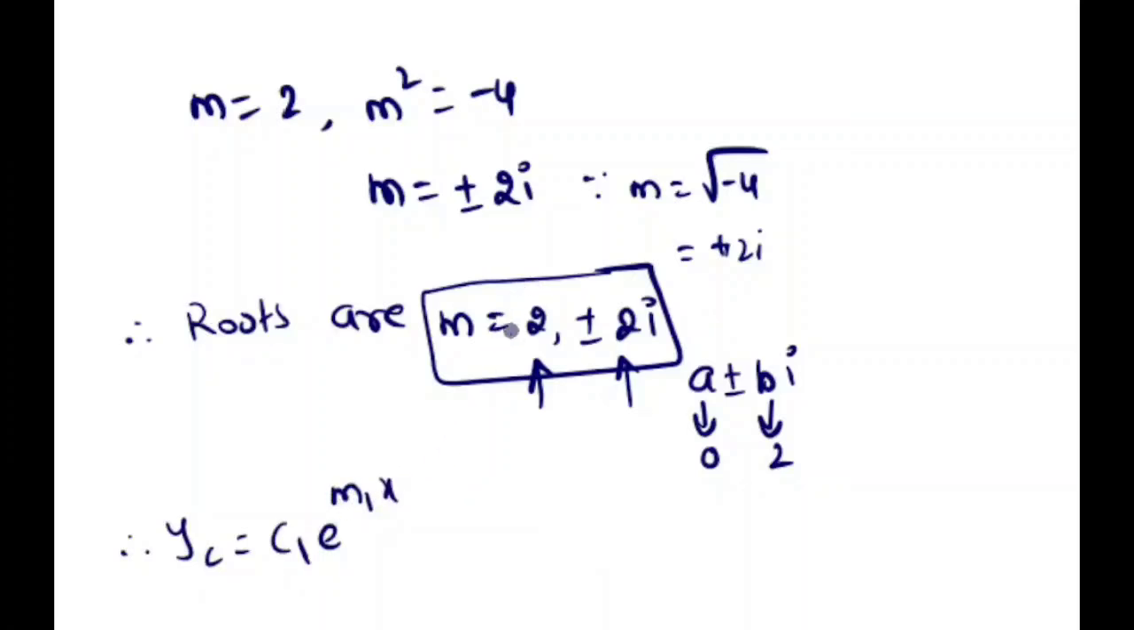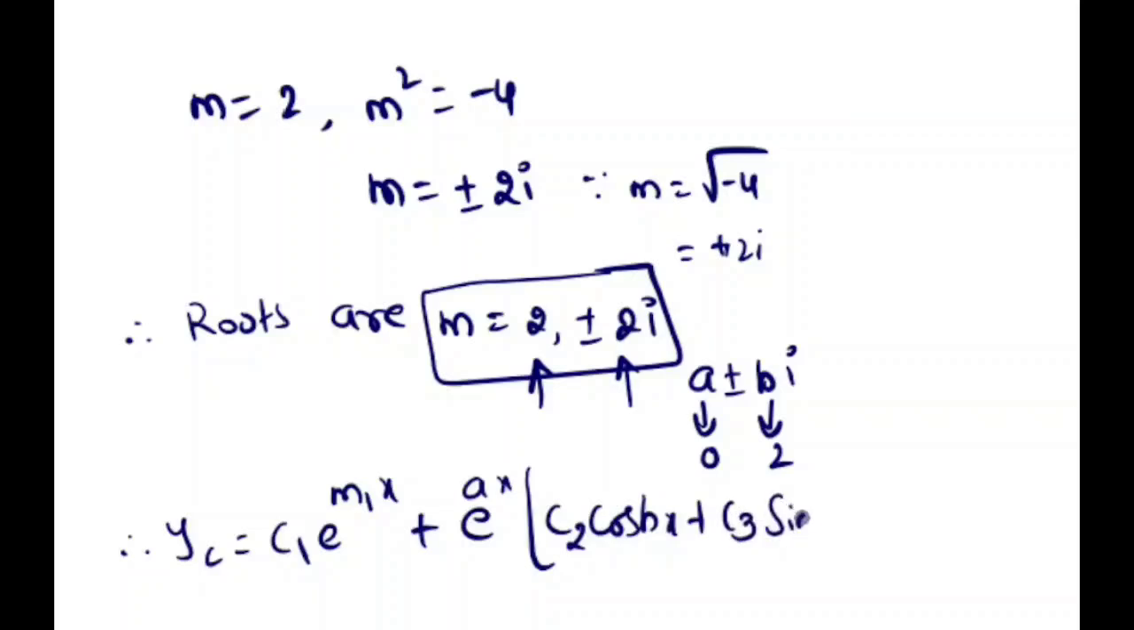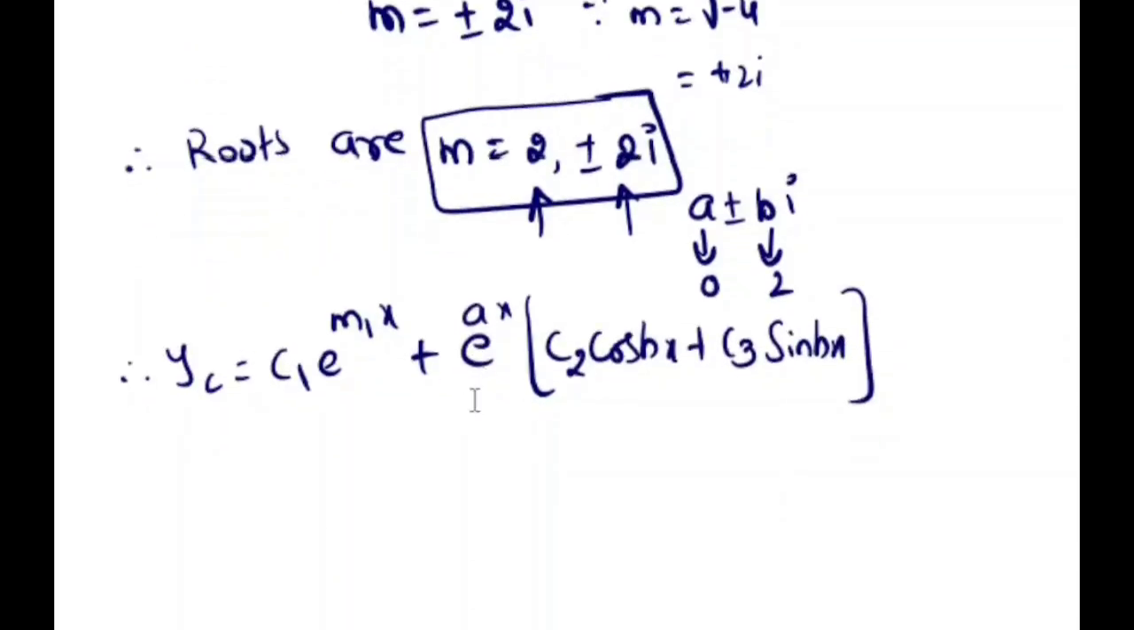M1 is ym1, we are having only one term. Plus, why do we need to add plus? We need to add both the category formulas, that is real and repeated as well as complex. So what is the complex formula? e raised to ax, we have used constant c1, I will use here c2 cos bx plus c3 sin bx. Just use all the values.